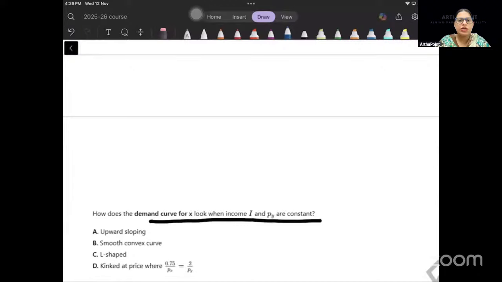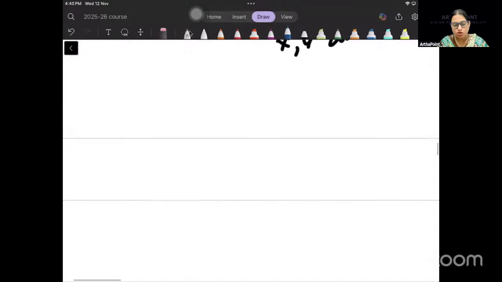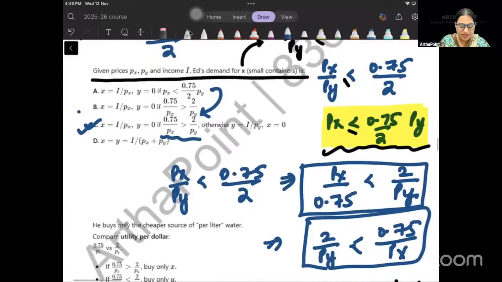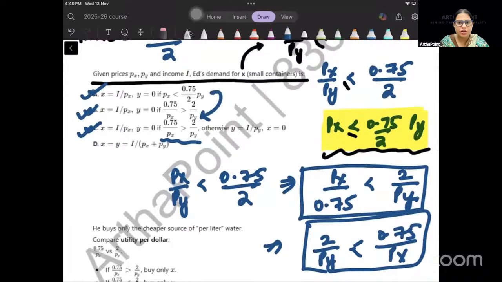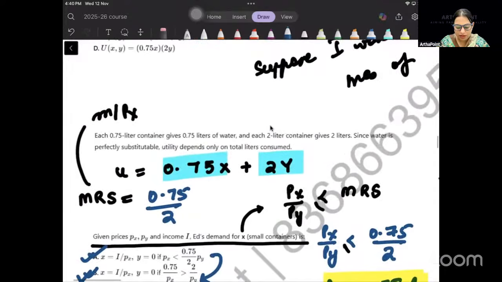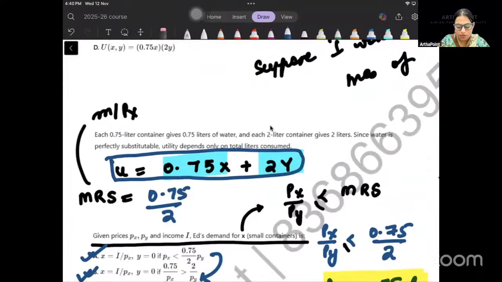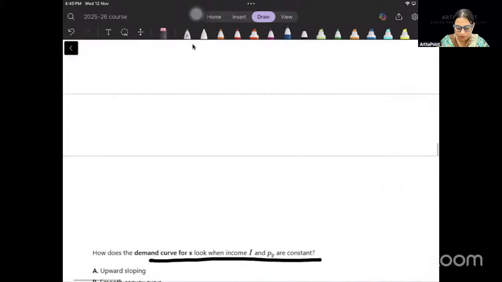Very, very interesting. Derive the demand curve. The answer to the last question will be all, actually. A, B, and C are all equivalent, just cross multiplication of the inequality. This one is the correct utility function. The other one was incorrect. Okay, try this one now.